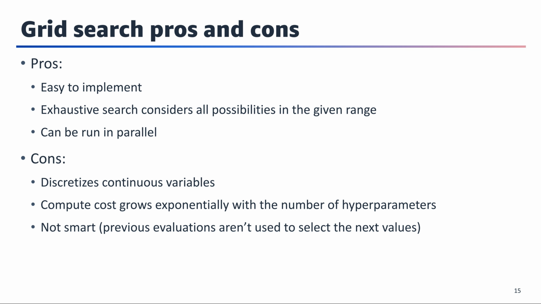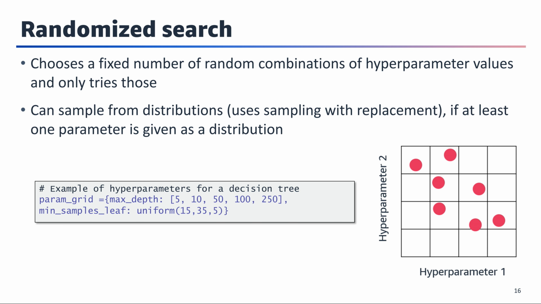To address these limitations, more advanced techniques like random search, Bayesian optimization, and gradient-based methods have been developed. These methods aim to intelligently explore the search space, converging to optimal solutions more efficiently than grid search, especially in high-dimensional spaces. Randomized search is an alternative approach to hyperparameter tuning. Instead of exhaustively searching the entire hyperparameter space like grid search, it chooses a fixed number of random combinations of hyperparameter values and only tries those. This can be more efficient, especially for high-dimensional problems where grid search becomes computationally expensive.